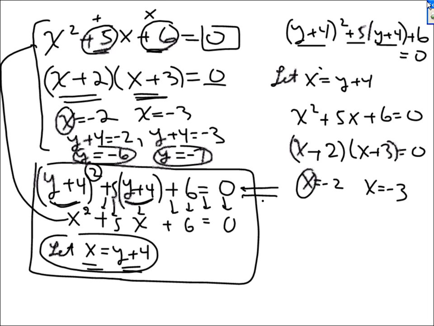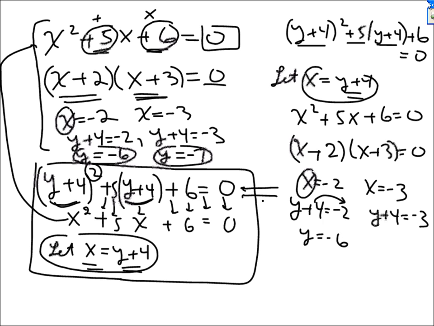But x is really y plus 4. So y plus 4 is equal to negative 2, or y plus 4 is negative 3. Pass the 4 over. We get y is negative 6. Bring the 4 to the other side. Negative 7. Y is equal to negative 6, or y is equal to negative 7. Sometimes it may not look like a quadratic, but we can write it as one. Now, we'll do one more, and there are actually two different ways of doing this, so maybe we'll do it both ways.